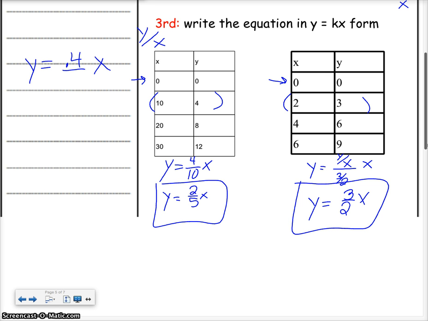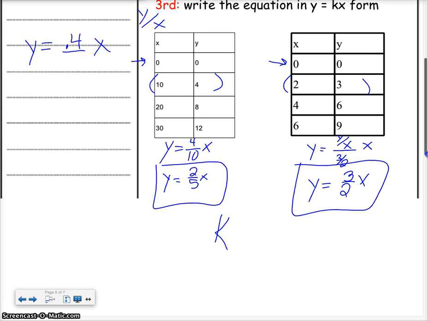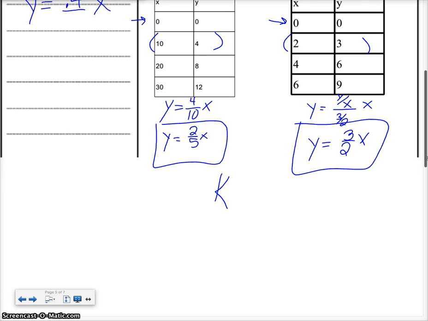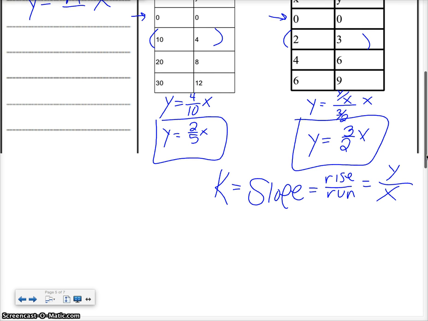The biggest thing you have to know is k. Here's my main learning target: k is equal to your slope. Slope is equal to rise over run. Rise is your y, run is your x. And that's how you figure out what goes in front of the x in your equation. Okay? All right, so that's my learning standard for the tables.